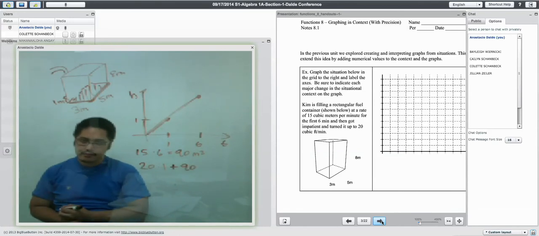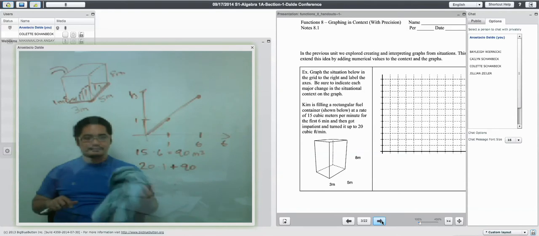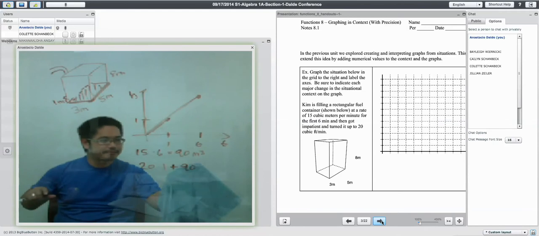No? Wait, you said you wanted me to type in something calculated? No, I just figured it out. Too slow. All right. Sorry. All right. Here's what I'm saying.